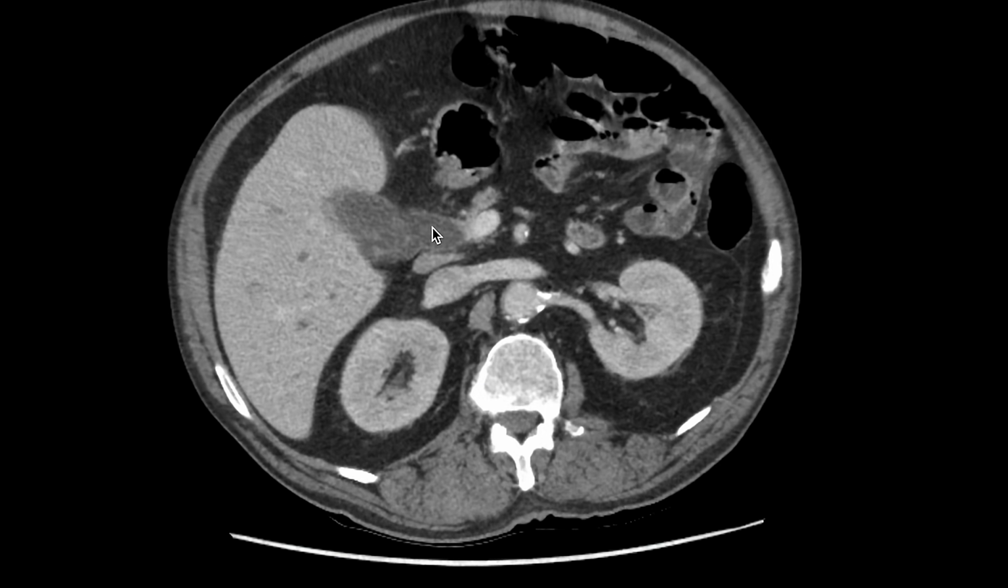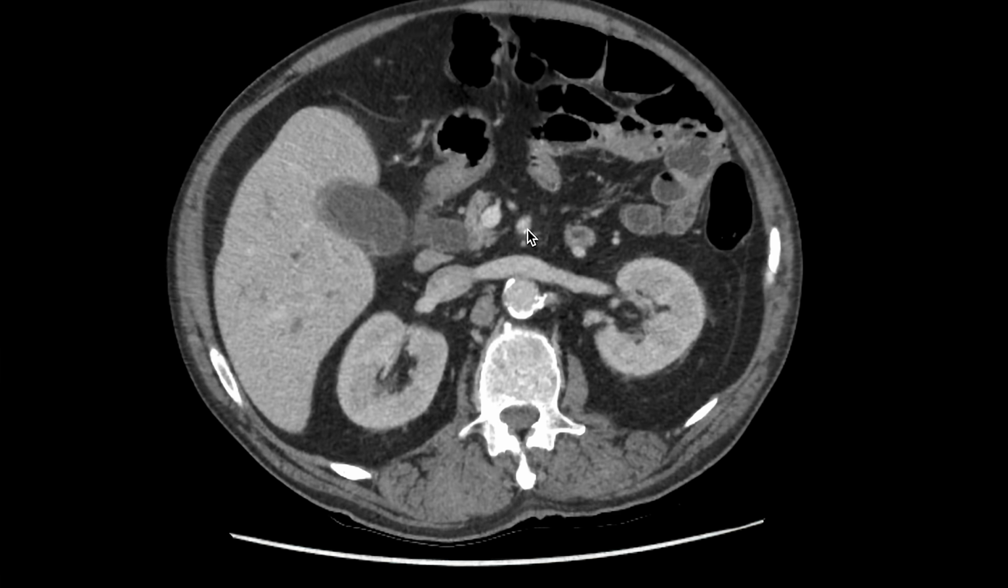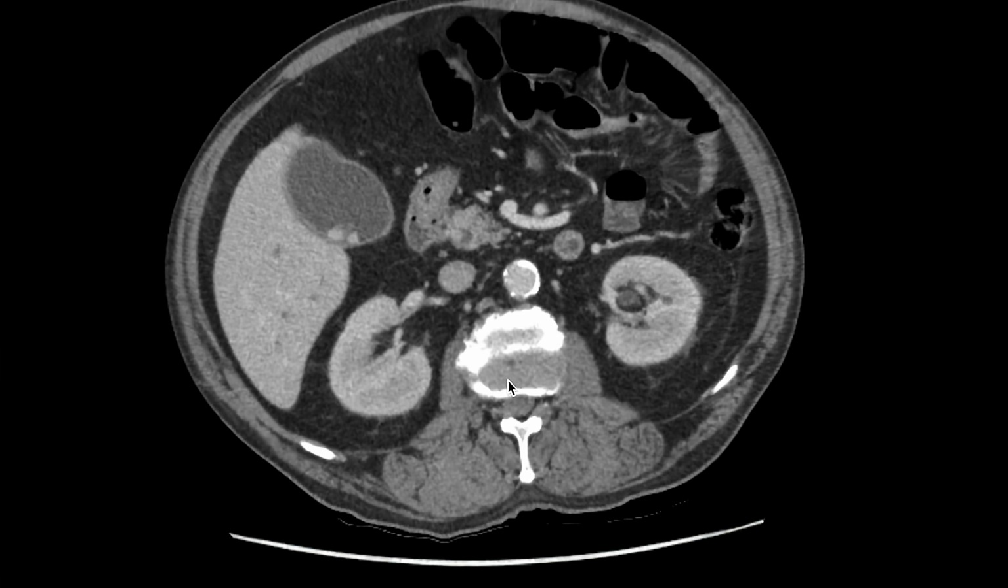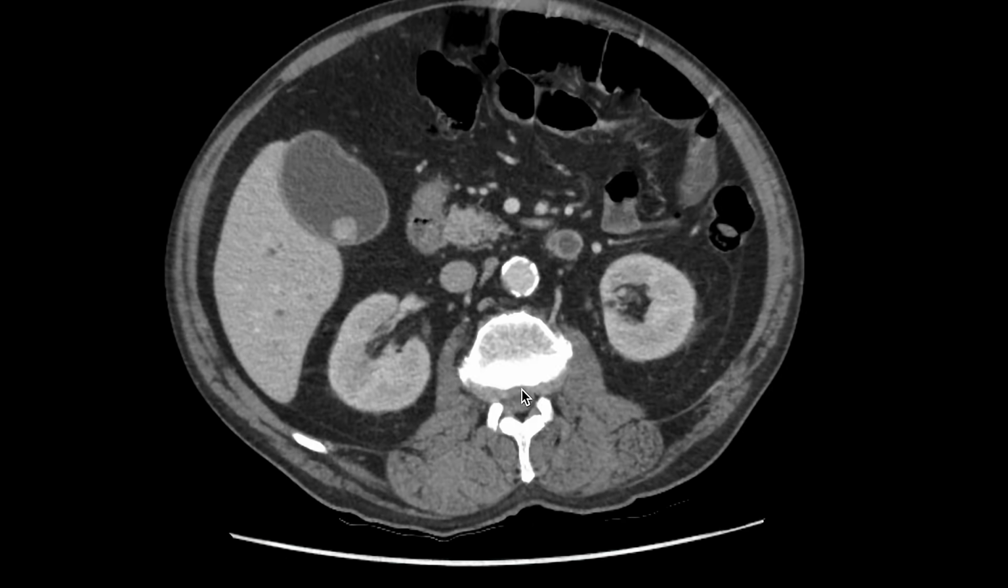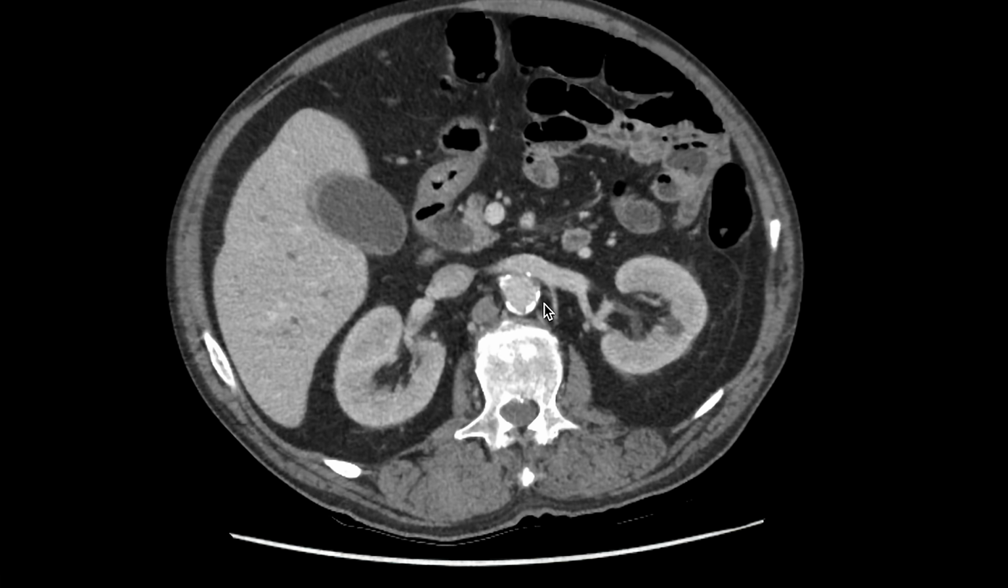This common bile duct is dilated as well, and if you look closely distally, you can actually see small dense structures in the distal common bile duct. These are biliary duct stones, or choledocholithiasis, and this is the cause of the patient's right upper quadrant pain.